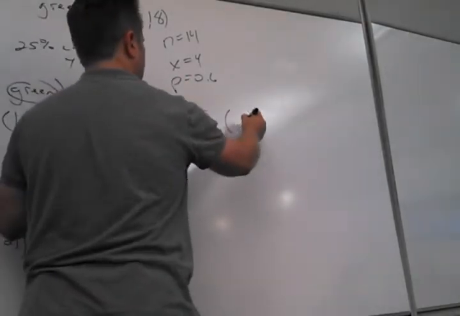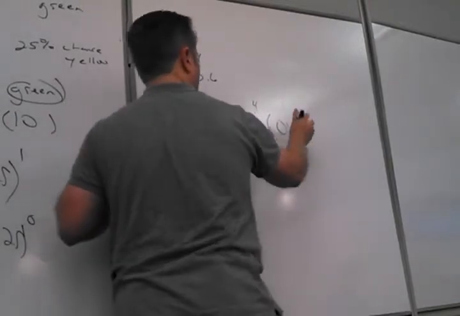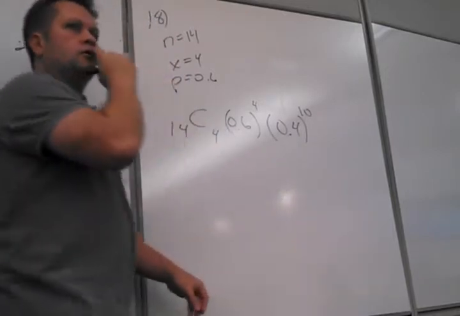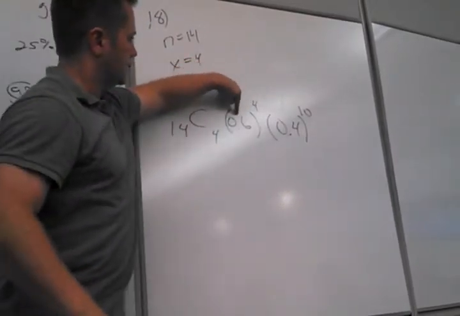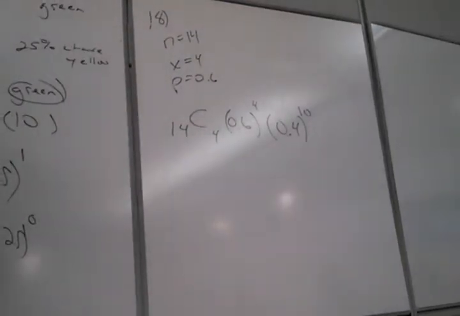So how many 0.6s do I want? 4. And how many point what's? 0.4. How many of those do I want? 10. So I want 4 out of these 14 to be successes. So I want 4 successes, 10 failures. Try that out. Let's see if we all get the same answer.